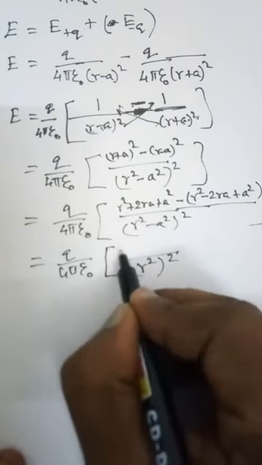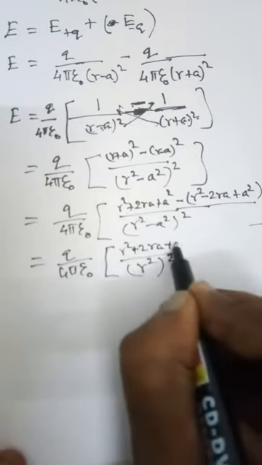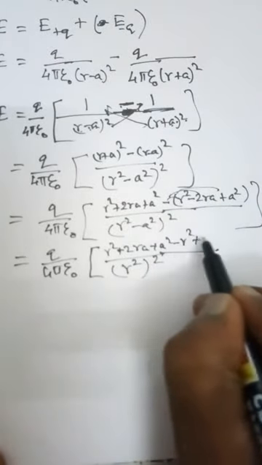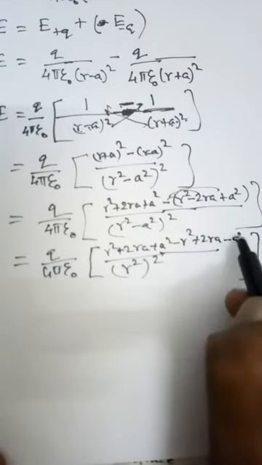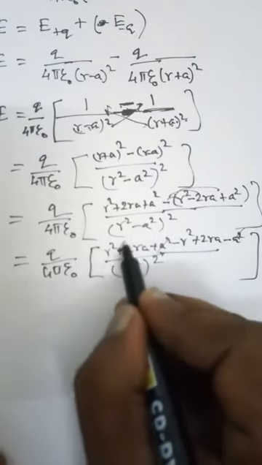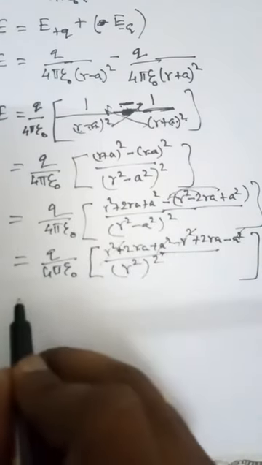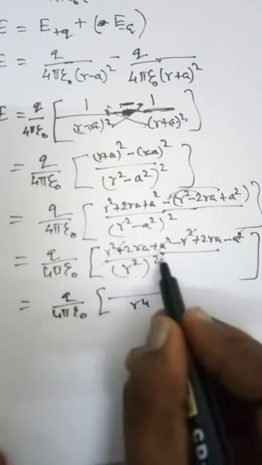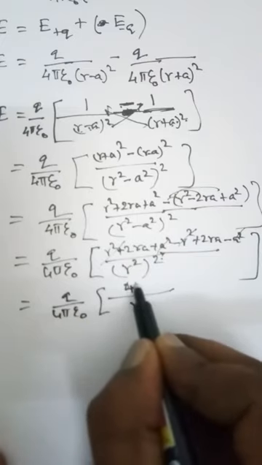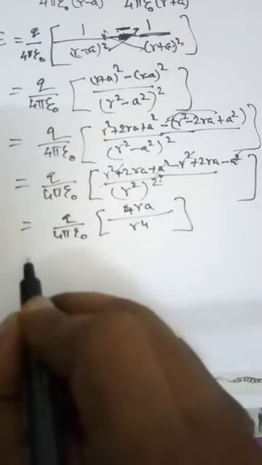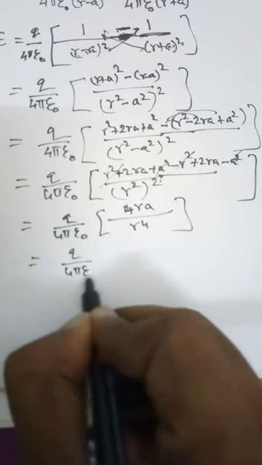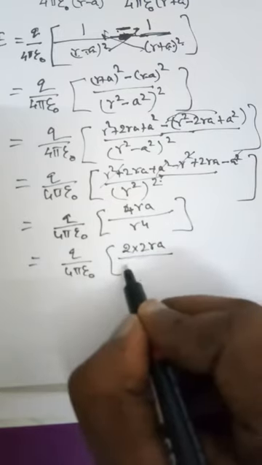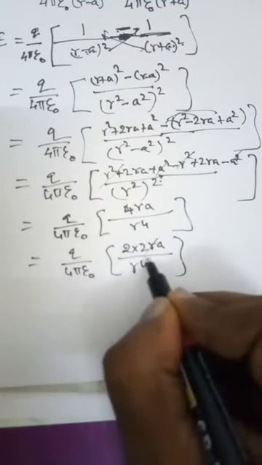So here, r square plus 2ra plus a square, minus, you multiply inside, r square minus 2ra plus a square. Now plus a square and minus a square cancel, r square minus r square cancel, 2ra plus 2ra, so it is nothing but q by 4 pi epsilon naught over r power 4, into 4ra. Now very simple: 4 we can write as 2 into 2, so 2ra divided by r power 4, one r cancels, so r cube.